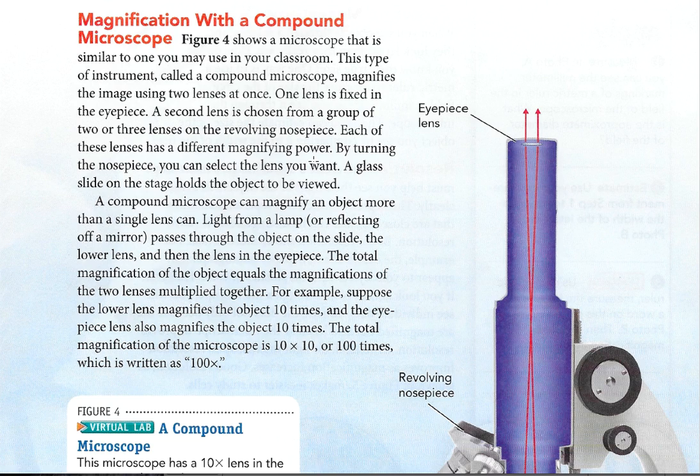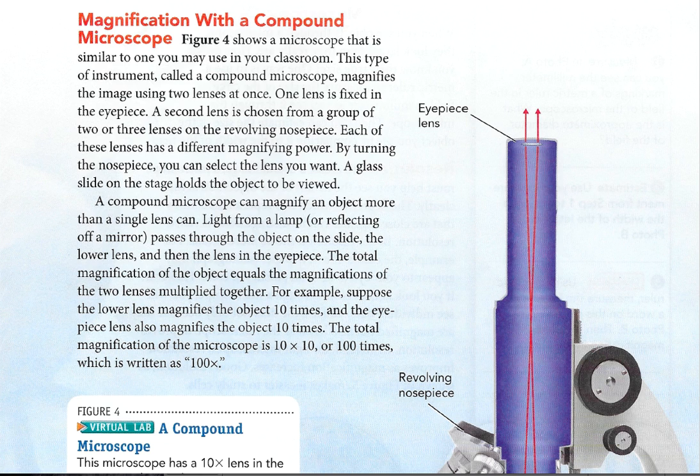A compound microscope can magnify an object more than a single lens can. Light from a lamp or reflecting off a mirror passes through the object on the slide, the lower lens, and then the lens in the eyepiece. The total magnification of the object equals the magnifications of the two lenses multiplied together. For example, suppose the lower lens magnifies the object 10 times. The eyepiece lens also magnifies the object 10 times. The total magnification of the microscope is 10 times 10, or 100 times, which is written as 100x.